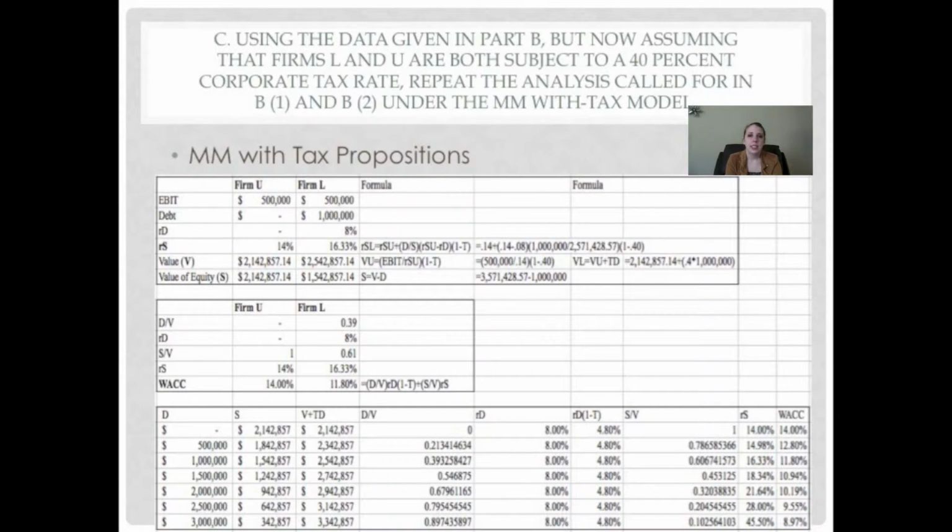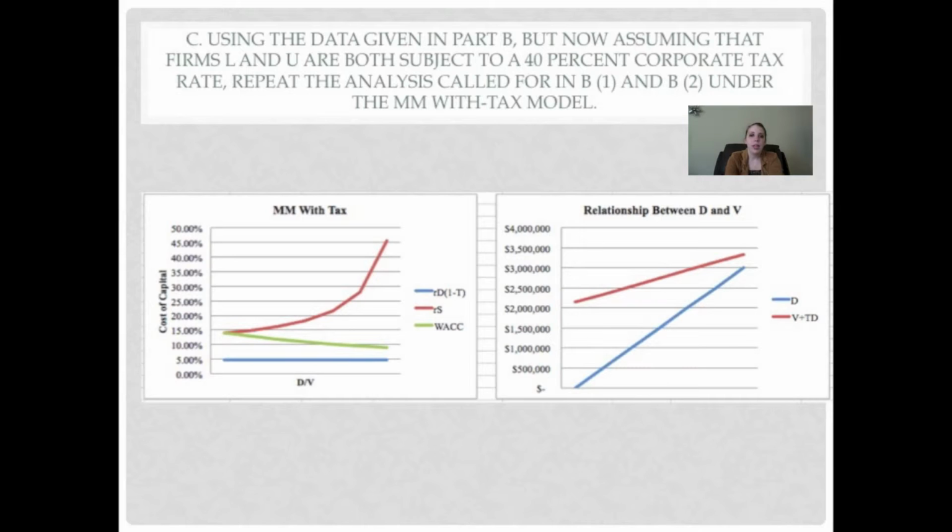So question C asks us to include tax within the valuations of firms L and U, and so then we use the formulas previously mentioned with the M&M model with tax, and below you can see the results and how overall WACC is affected by leverage. This model suggests that as you increase debt, you'll lower your WACC and cost of capital, which is a positive thing, as well as increased value overall. And the reason that you're experiencing benefits from tax is that you are gaining tax benefits from having leverage in the firm.